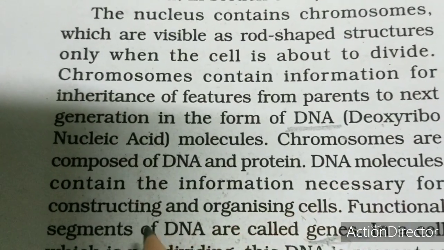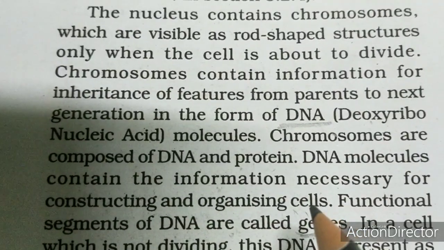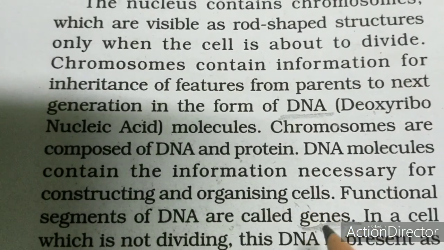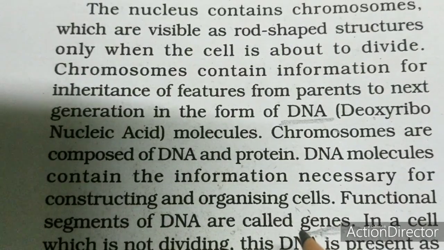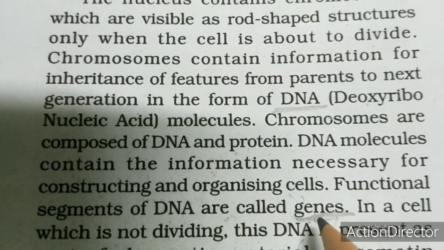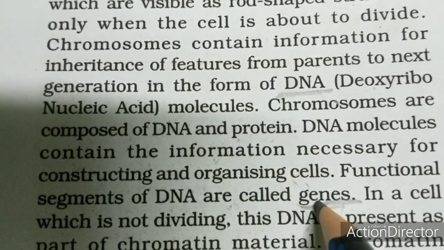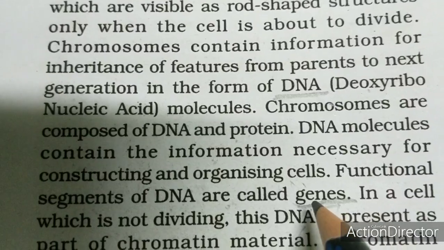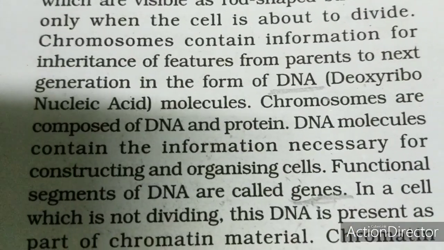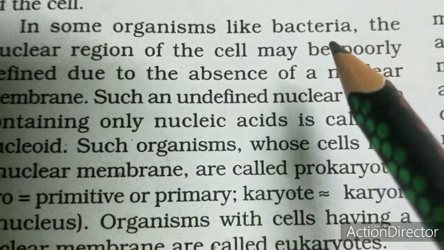So DNA molecules decide the construction and organizing of the cells, and genes are the functional segments of DNA and these are the carriers of the genetic traits from parents to the offspring. So this is the important function of the chromatin material, which is found in some organisms like bacteria.